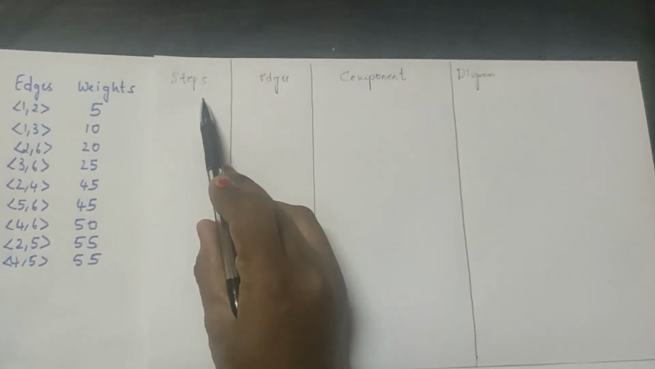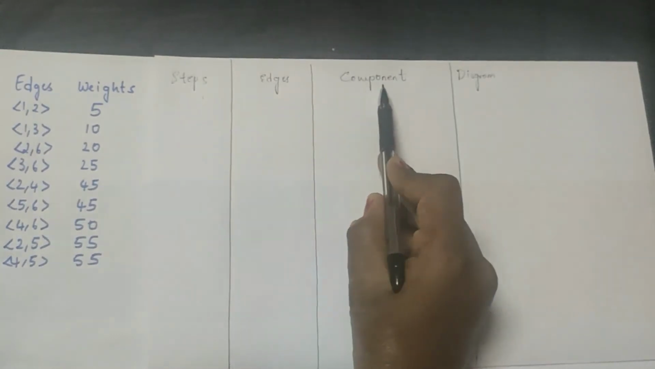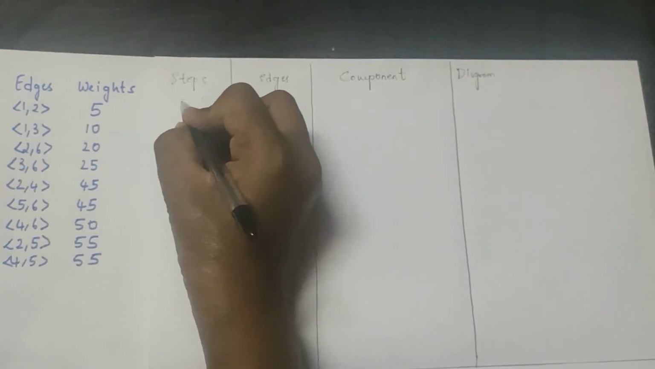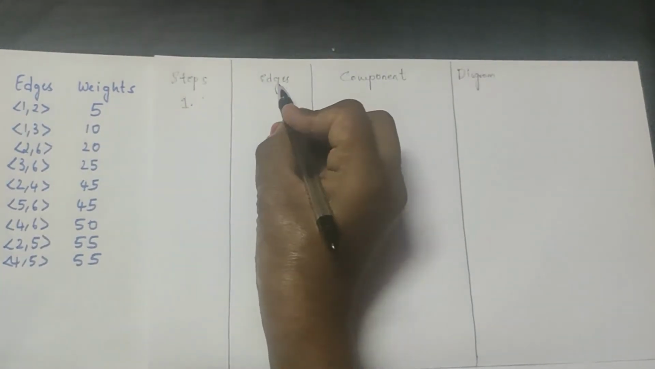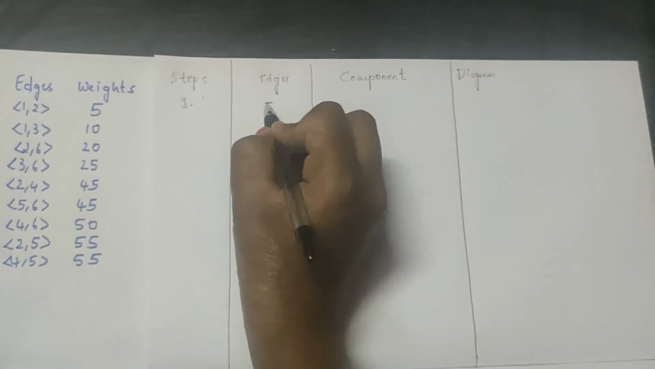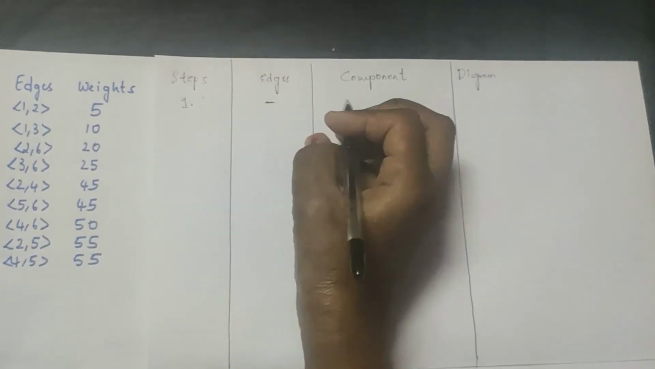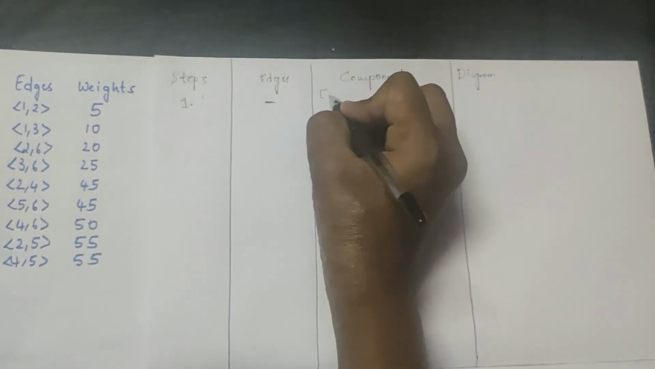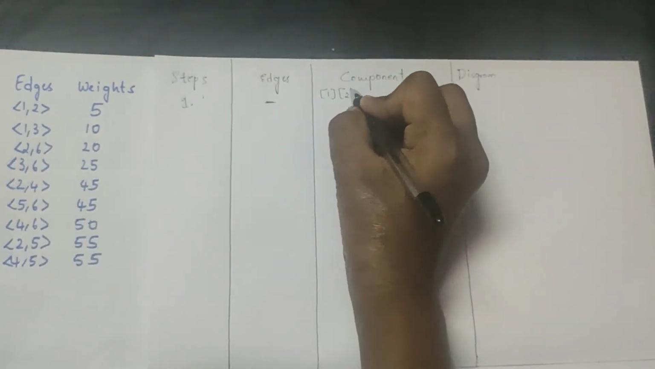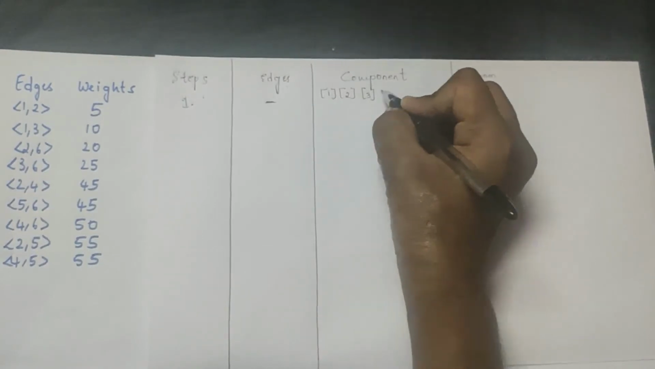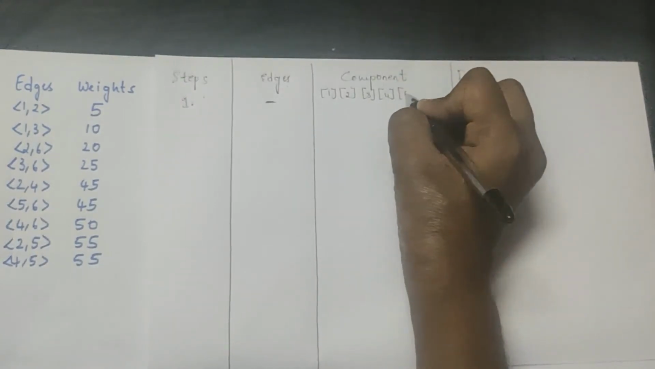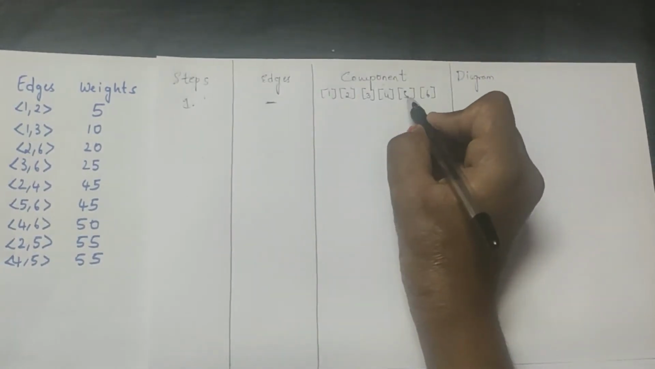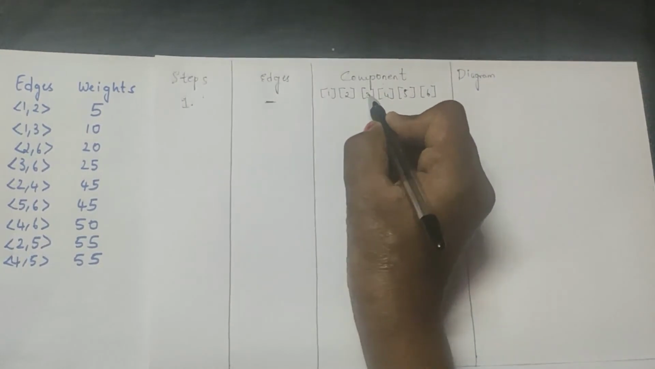So first is steps, then the edges and components, and then the diagram. So now the first step is edges. I'll just keep it null, so I'm not taking any edge initially. What are my components? My components are all of my nodes. So 1, 2, 3, 4, 5, 6. So these are my components. Now here each component is separate.